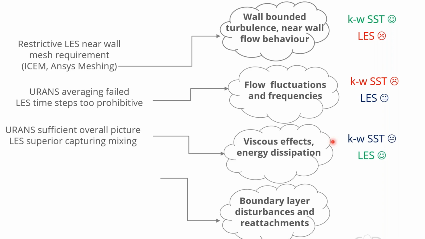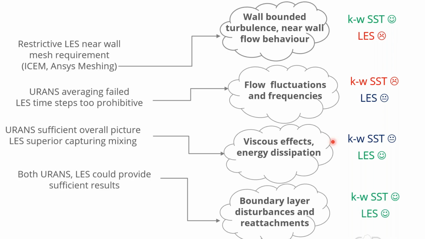For viscous effects and energy dissipations, the URANS can provide an overall general picture, but definitely LES is much more superior in capturing these kinds of effects, which include mixing. And we'll see later how important the mixing effect is. And for the boundary layer disturbances and reattachments, both URANS and LES can provide sufficient results if we use it correctly.